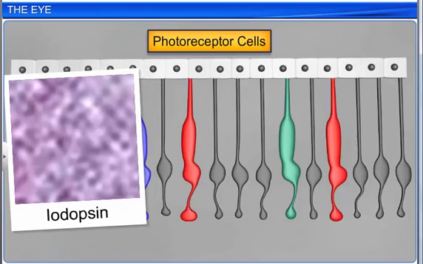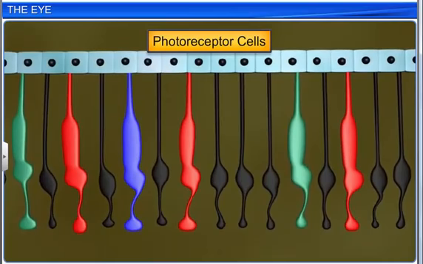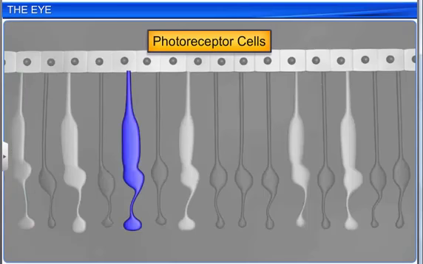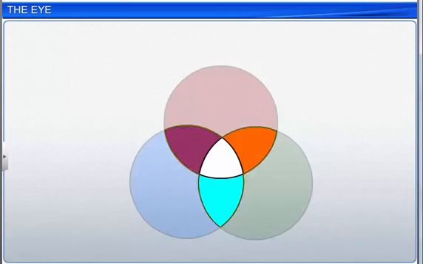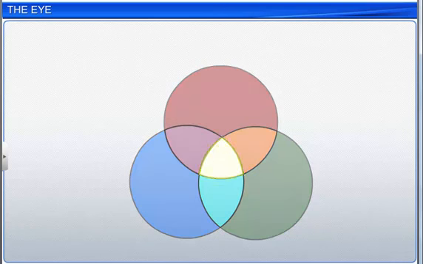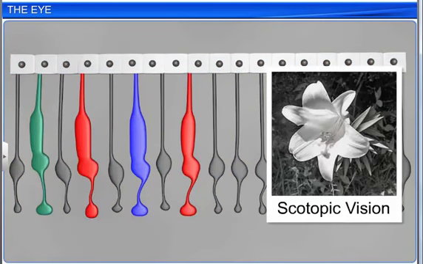A violet pigment called iodopsin is present in the cones, which are sensitive to bright daylight or photopic vision. Cones are of 3 types and contain different photopigments and respond to red, green, and blue light radiations. Other colors are detected by simultaneous stimulation of more than one type of cones. Equal stimulation of all the 3 cones produces a sensation of white light. The cones are insensitive to dim light, so a person cannot see colors at night.